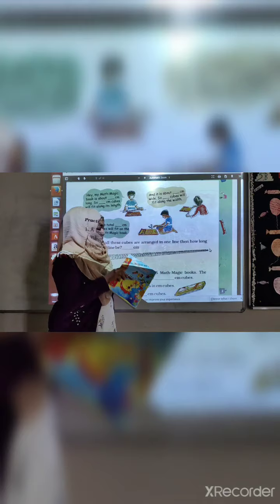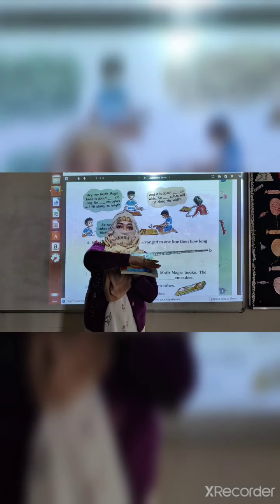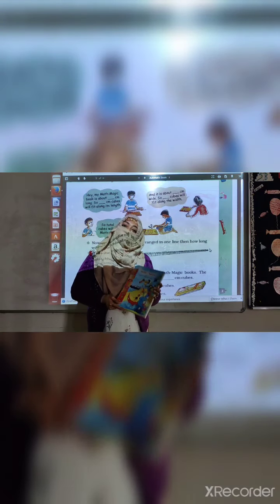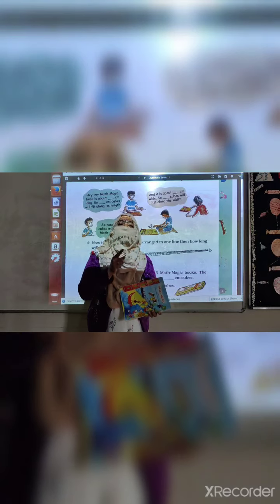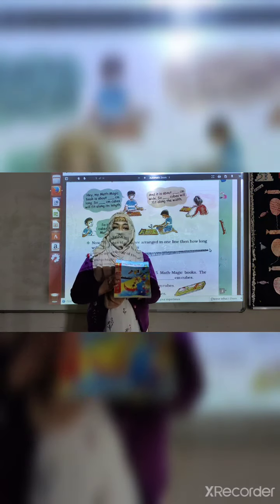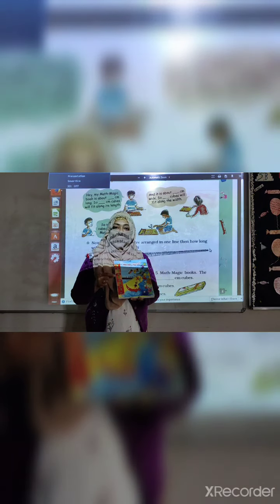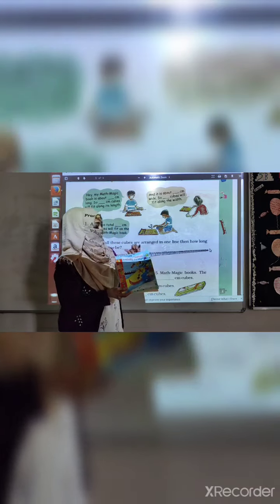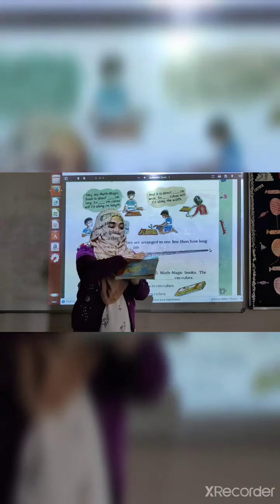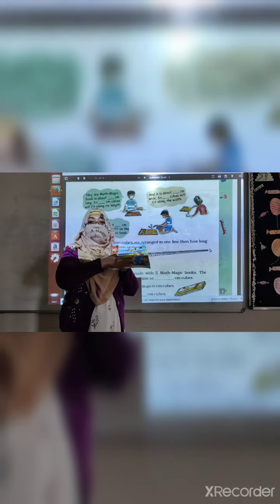So if you want to fill it all with cubes like that, we don't have that many cubes, right? So we will be applying one technique. And what technique is that? We will multiply the length, that is 27, multiplied by 21. Whatever answer you get, that many cubes will fit on the surface of the Maths Magic book.